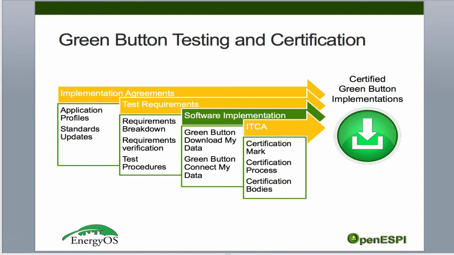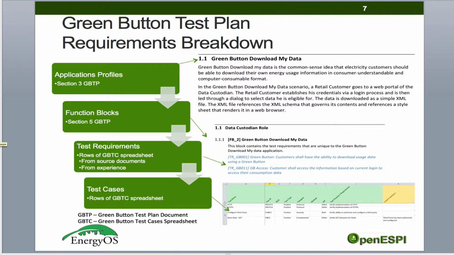Okay, so in the overall flow of these activities, you start off with a top-down hierarchical breakdown of requirements from implementation agreements on the interpretation of the standard, testing requirements for the conformance blocks of the standard, software implementation, which I've highlighted here in green because that's being done here in OpenESPI, and finally an ITCA, which is a sort of like ISO 9000 concept for quality of testing and certification organizations.